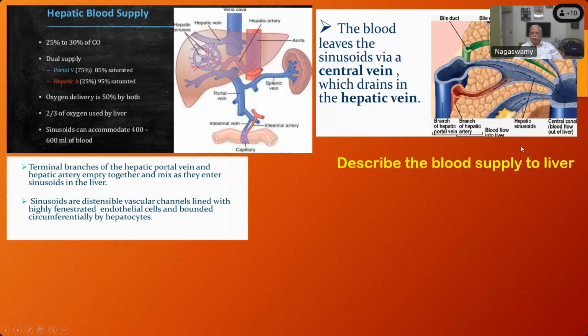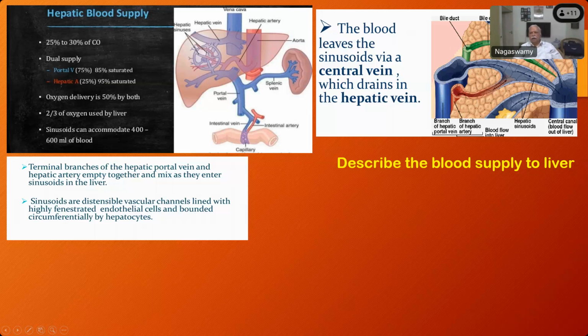The small venules combine together to form the hepatic veins, the right, left, and middle hepatic veins, which again drain into the IVC. Okay, if you remember this picture, you will never forget the histology of the liver.